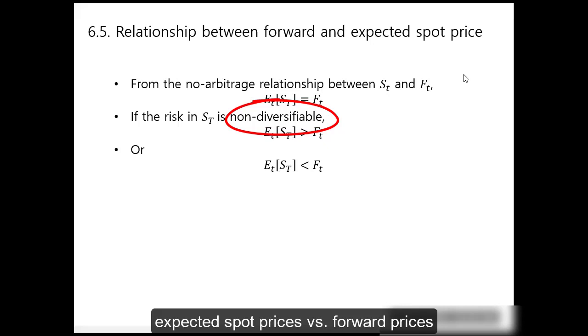And if the variation in S_T, capital T, can be canceled out by the variation in the rest of the portfolio, then that's something that the investor wouldn't really care about. So what matters is only the non-diversifiable component of the risk.